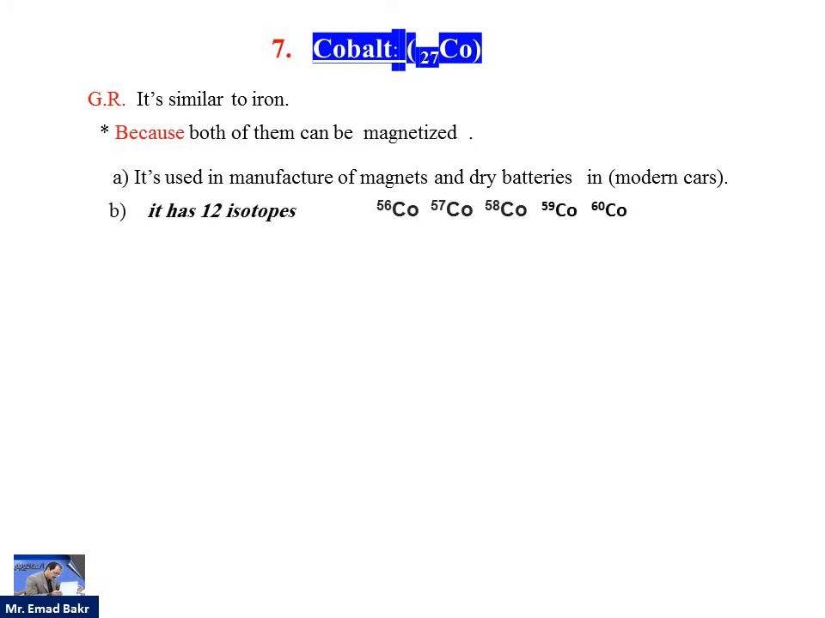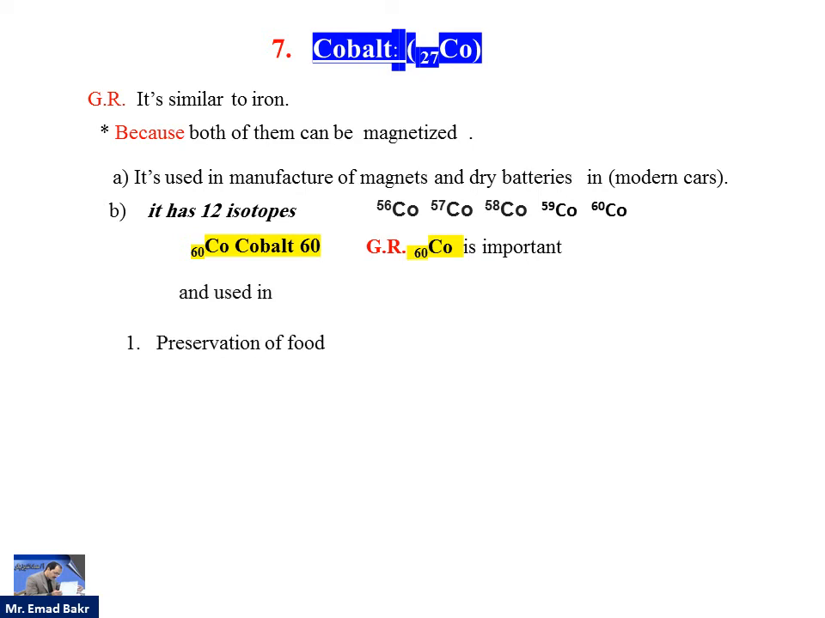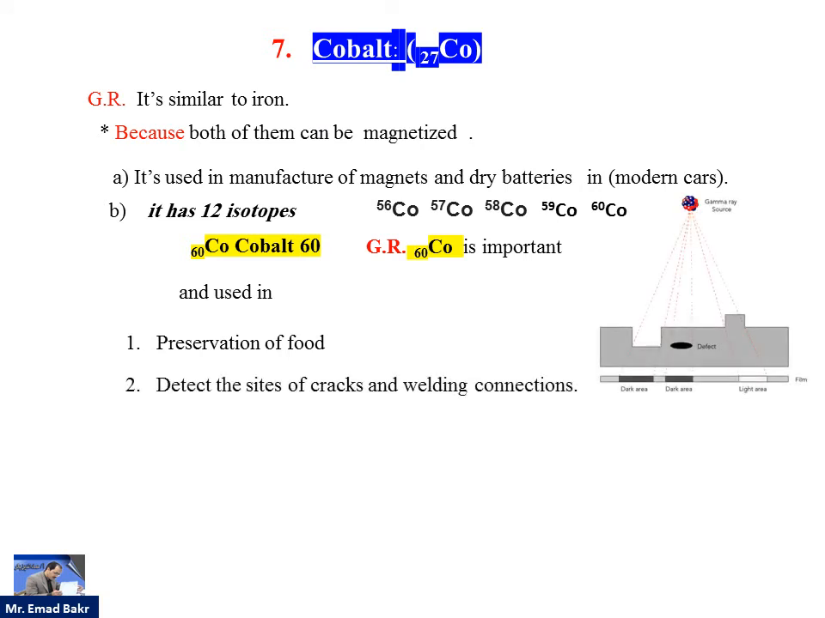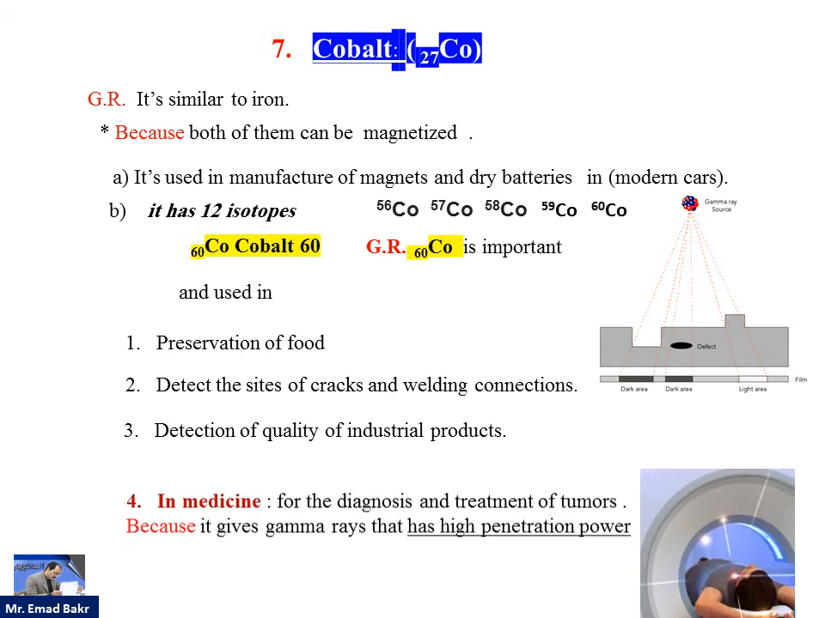It has 12 isotopes. We know the meaning of isotopes: the element has different forms of atoms that have the same atomic number but differ in mass number. From them, cobalt 60, Co-60, is important. Why? Because it's used in preservation of food, to detect the sites of cracks and welding connections, as you see in the figure, and detection of the quality of industrial products.